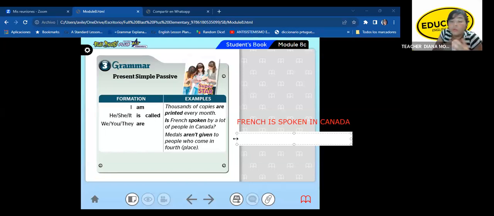But who? The principal, the institution, parents, teachers, I don't know who. The point is that the medals are given. We don't know who gives the medals. They don't mention it. So in all these examples, you can see that we don't really mention who does the action. We can omit it because it's not important.